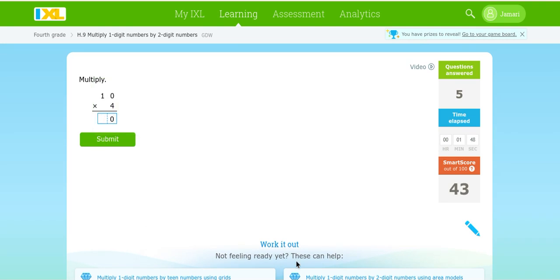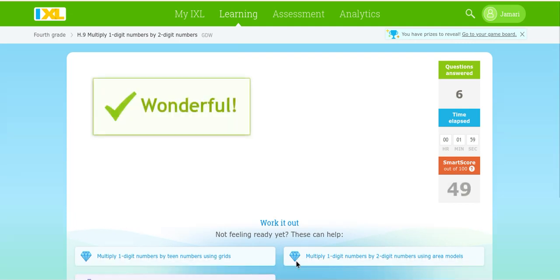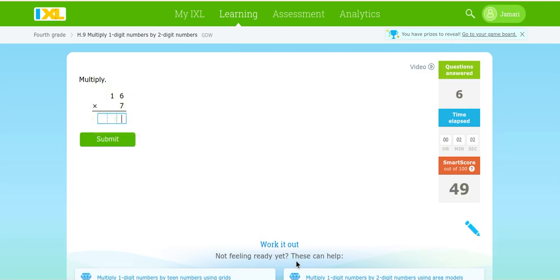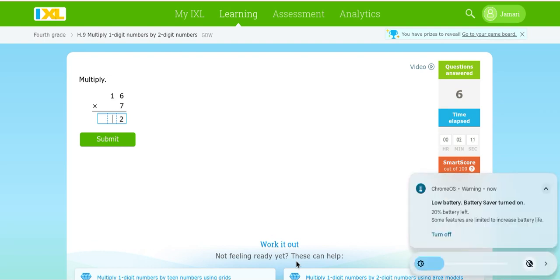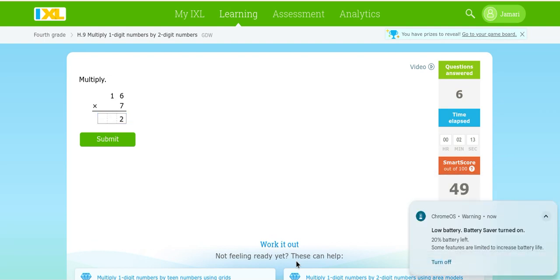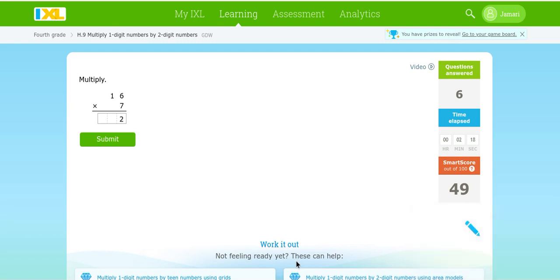Is it times 4? Straight across. I mean, just straight down. Is it times 4 is 0? Straight across. 1 times 4 is 4. So 10 times 4 is 40. 6 times 7 is 42. Put that 4 on the top.